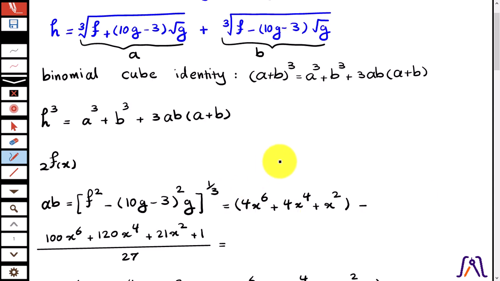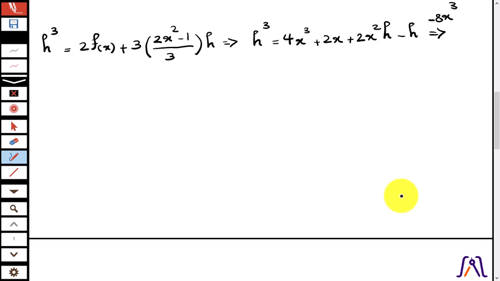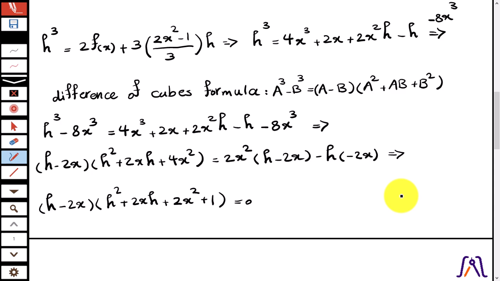Also, we know that A plus B is actually just the h term. So our equation can be written in this form, and to solve this cubic equation, I'm going to subtract h times x cubed from both sides. This time, by using the difference of cubes formula and also doing some factorization, my equation turns into this.